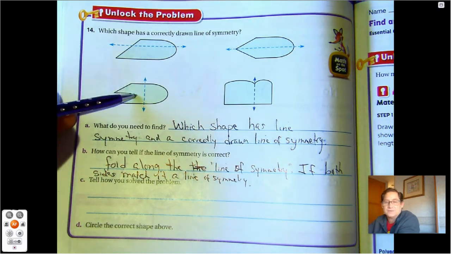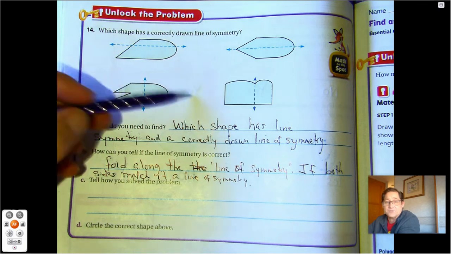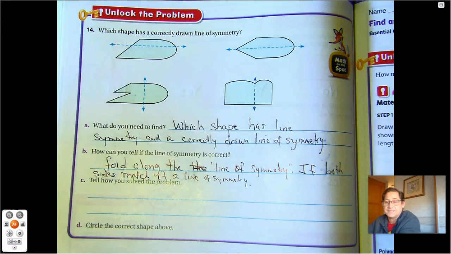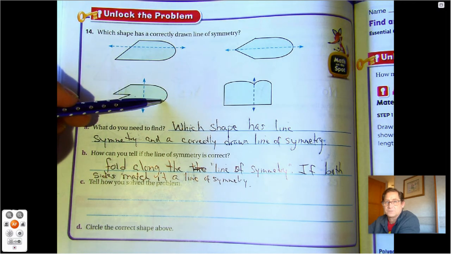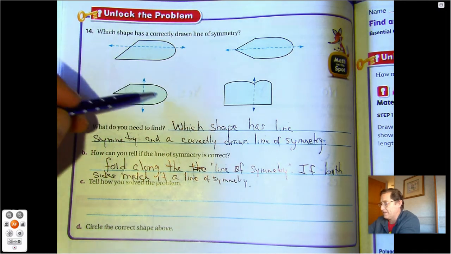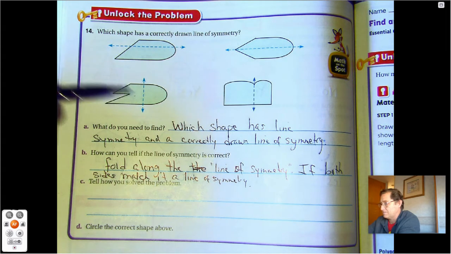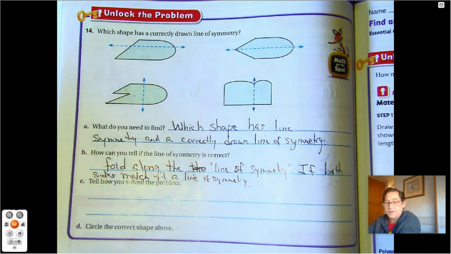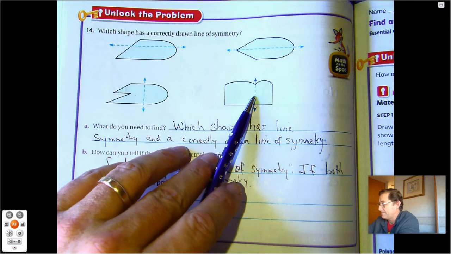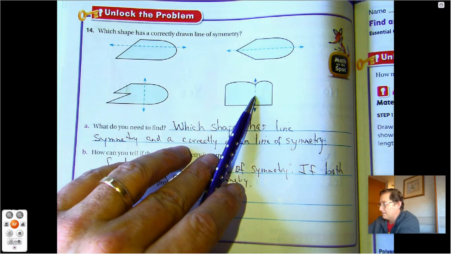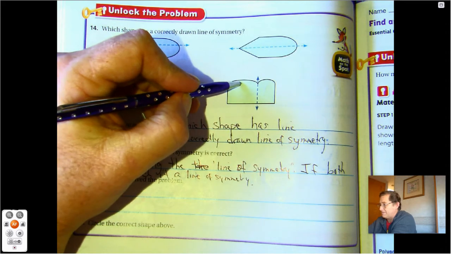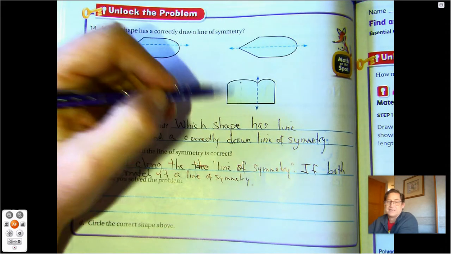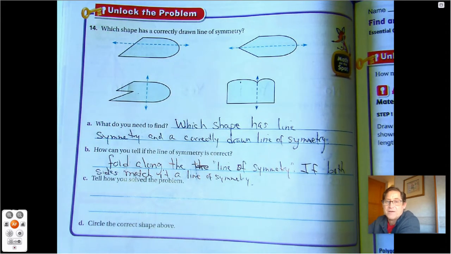This one, no, because first off, both sides don't have the same shapes on either side. This has points and this has curves. So if I fold, there's no way I'm going to get these points lining up with another point on this side. Again, if I fold just this piece, it's going to stop right about here. So it doesn't have the same amount on either side.